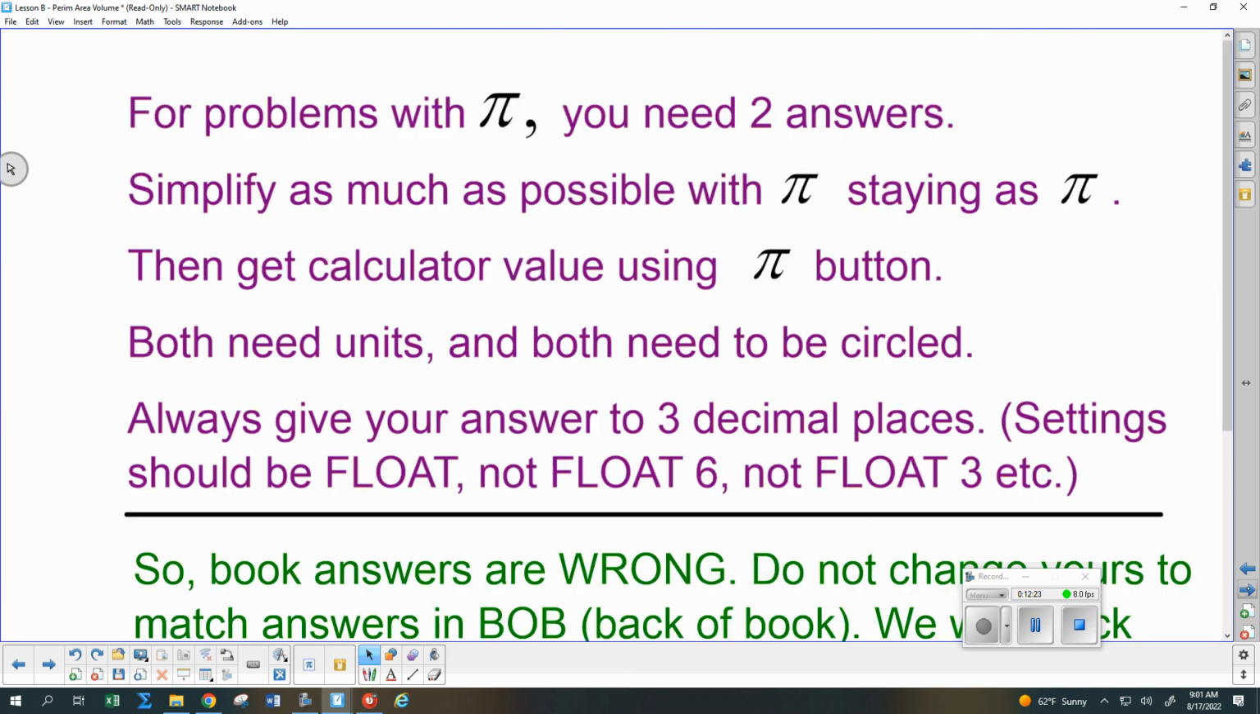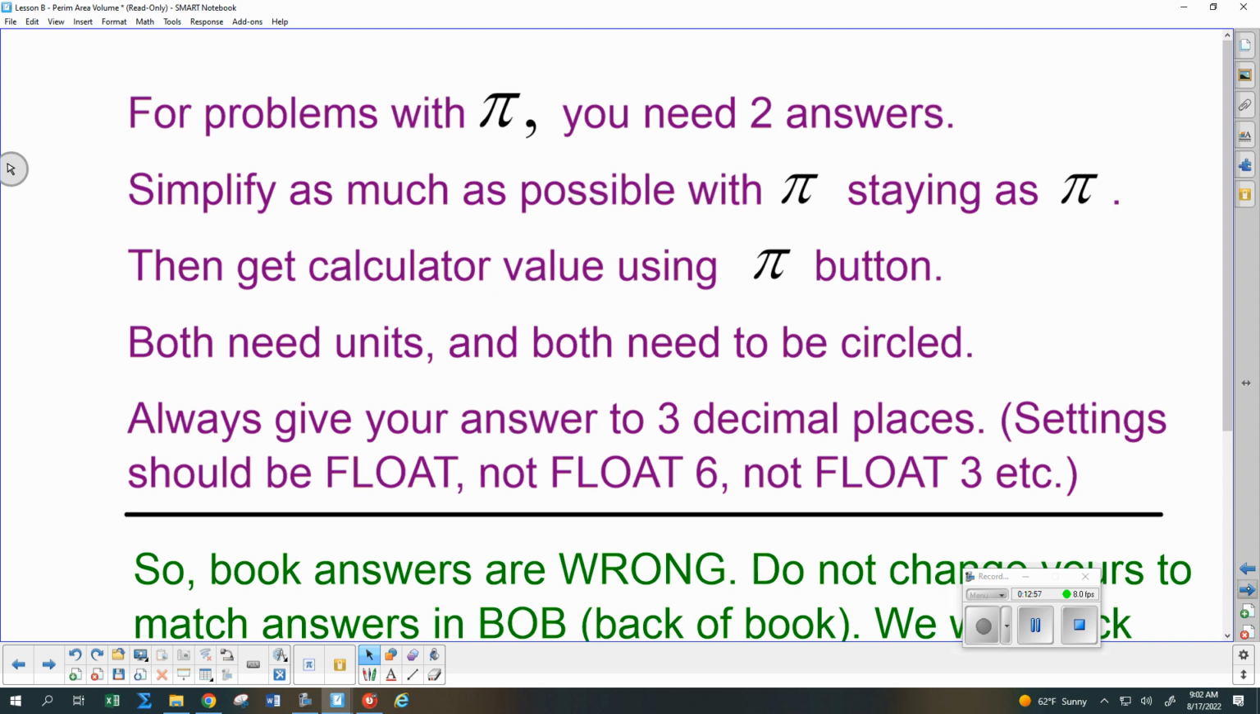And let's talk about at Devlin what we do with pi. Any problem that has pi in it, we need two answers. All of the numbers except for pi have to be reduced as much as possible, not just punched into a calculator. So if there's a fraction in front of the pi, you have to simplify that fraction and write that times pi, and then you can put it into your calculator. We do the pi button and the pi button only. We do not do 3.14.